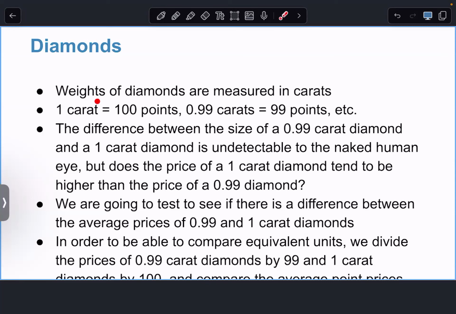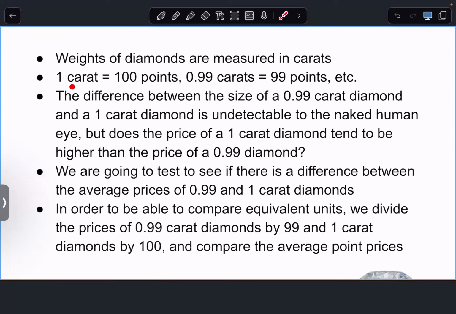In case you don't know, the weights of diamonds are measured in carats. And what we're going to say is that 1 carat is going to be worth 100 points, and 0.99 carat diamonds are worth 99 points. And so what we're going to do is compare point prices because that puts them on the same level. Okay? So the difference between the size of a 0.99 carat diamond and a 1 carat diamond is undetectable to the human eye.